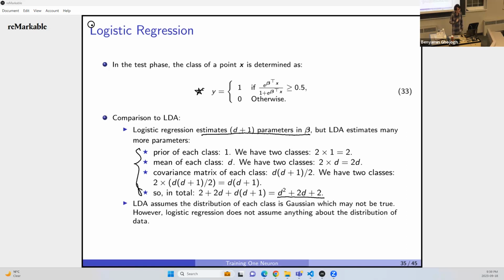Also, LDA has a big flaw. It assumes that the distribution of each class is Gaussian. Okay, but did we make such an assumption in logistic regression? No, we don't care about the distribution of classes, right? Logistic regression does not assume anything about the distribution of data.